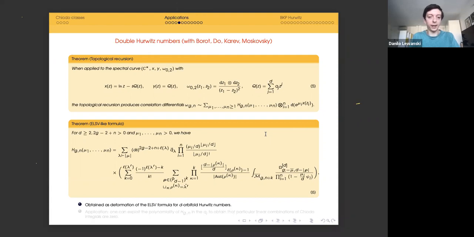So again, this formula was obtained by the deformation of the ELSV formula for orbifold Hurwitz numbers. And the nice thing again is that you have applications to algebraic geometry, meaning that you know that this expression should be a polynomial in the Q's just because of the definition of how we obtain it by topological recursion. But you obtain that in fact, it's not straightforwardly polynomial. So if you impose that it's polynomial, you have some tautological relations between the numbers. When I say tautological relation, I have to be careful. It's not a relation in the cohomology, but a relation between numbers which are already integrated over the moduli space of curves.